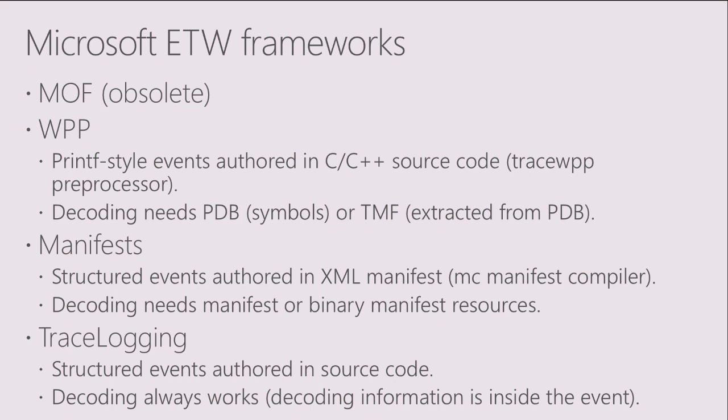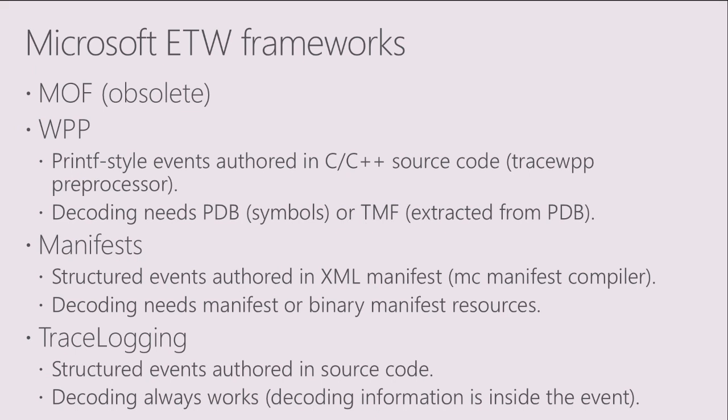In Vista, we introduced a new kind of ETW based on XML manifests. That way you author your ETW events inside a manifest, and you use the MC manifest compiler tool to generate the code for generating your events. Finally, in Windows 10, we introduced the trace logging framework, which is what I showed in the previous samples. This gives structured events authored directly in your source code, similar to WPP, but the difference is that decoding always works. The trace logging framework puts the decoding information directly inside of each event.